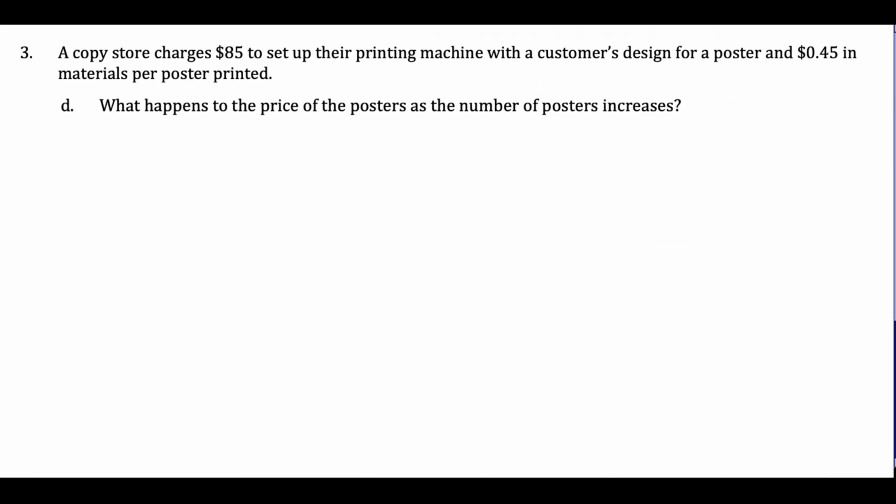The last part, part D, what happens to the price of the posters as the number of posters increases? Well, here we need to think about what the cheapest average cost could be. So if I start buying thousands and thousands and thousands of posters, well, that cost is going to keep decreasing until we approach an average cost of 45 cents per poster, right? If we were to graph this function that we created, we would have a horizontal asymptote at 0.45.